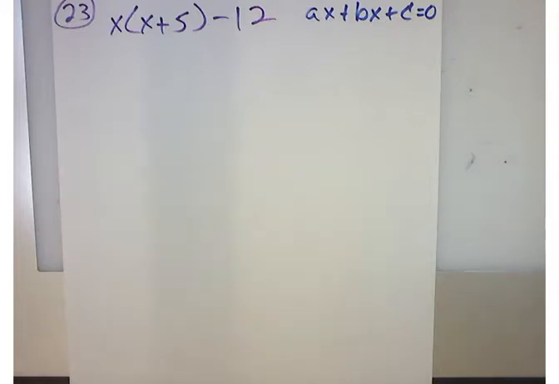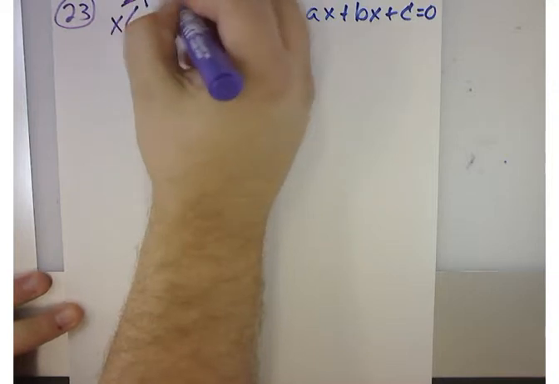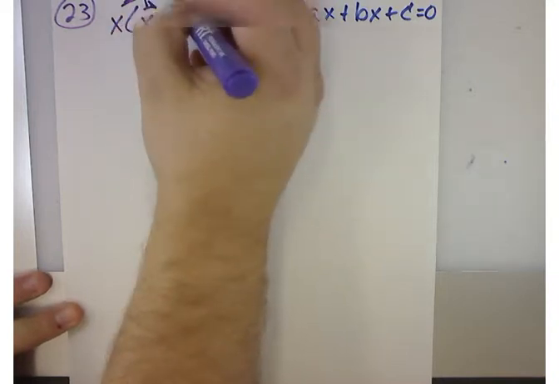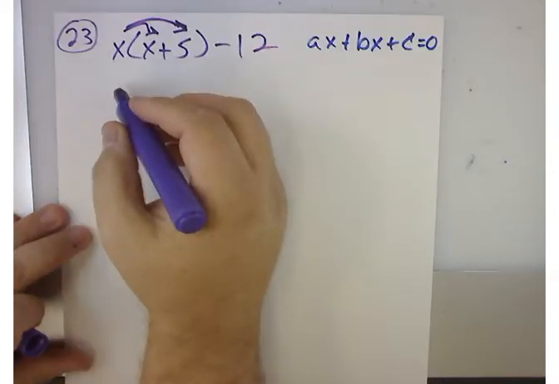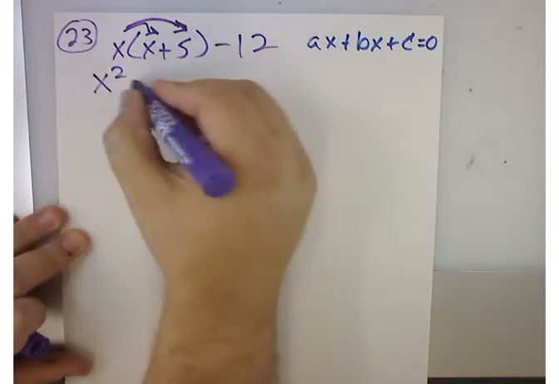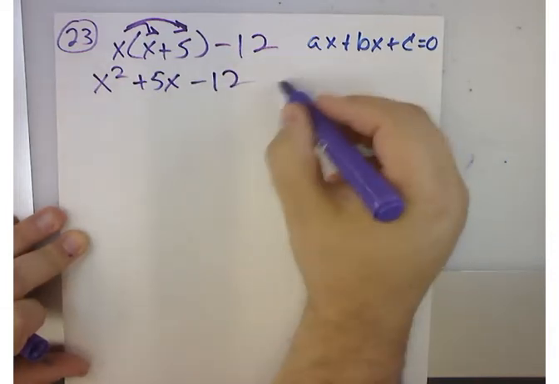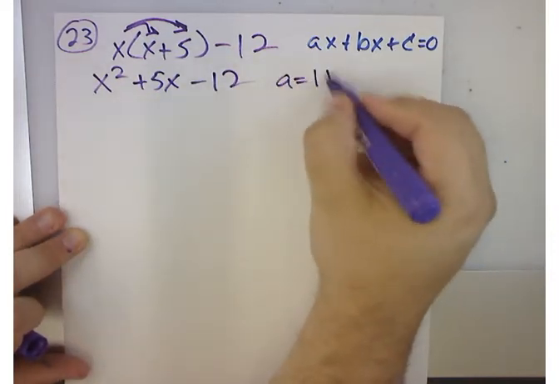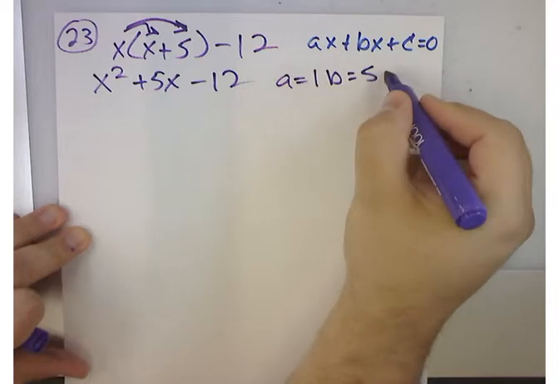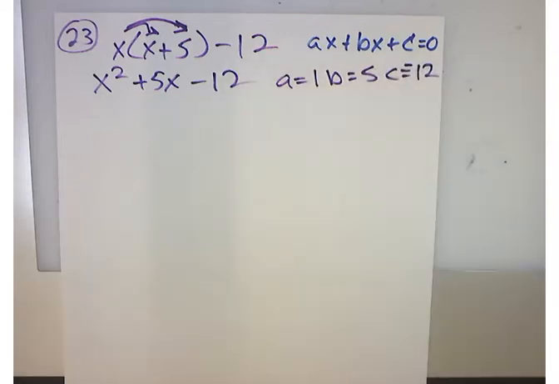So I've got to push the x through the parentheses first, to the x and the 5. Then this becomes x times x is x squared, x times 5 is positive 5x, minus 12. Now what that does is that lets me know that a is equal to 1, b is equal to 5, and c is equal to negative 12. I almost forgot my negative sign there.